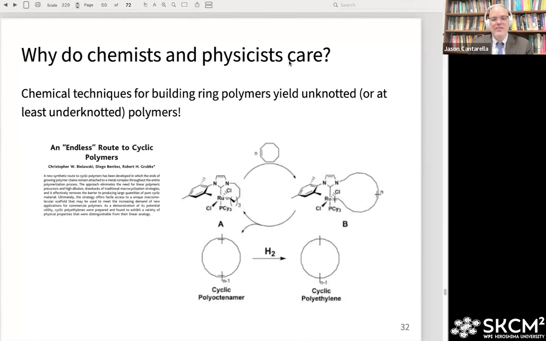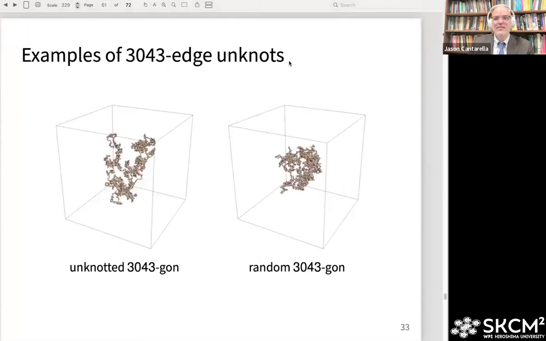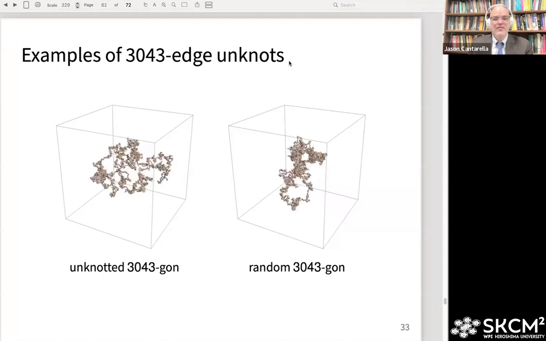There are some chemical techniques for synthesizing, say, cyclic polyethylene that are more or less guaranteed to give you an unknotted result. So here are some examples of 3,000 edge unknots that we found by direct computer search. It takes a long time. At 3,000 edges, the probability of finding an unknot is about 6 in a million. So we got an ensemble of 600 of them by searching 100 million examples. Here are a few of those 600.